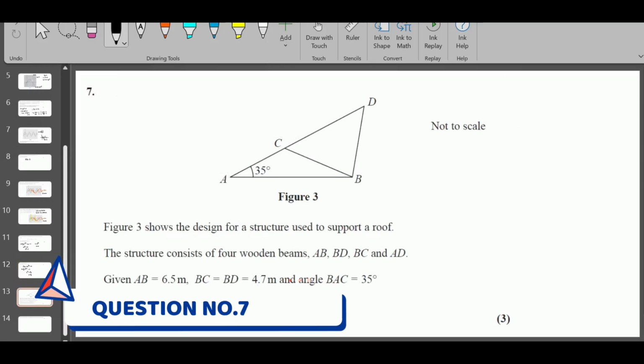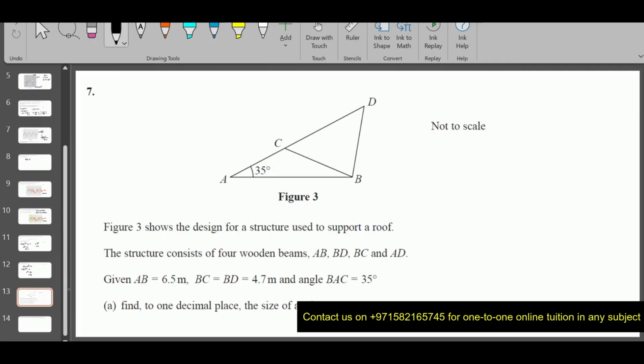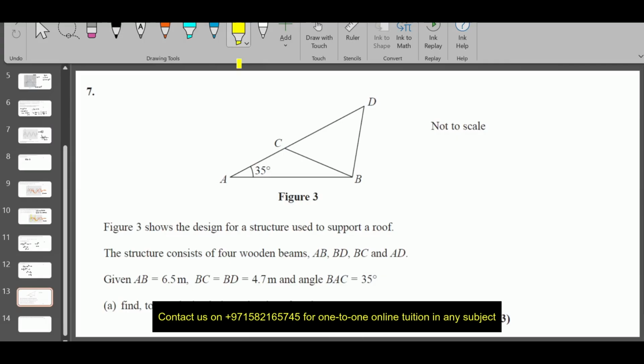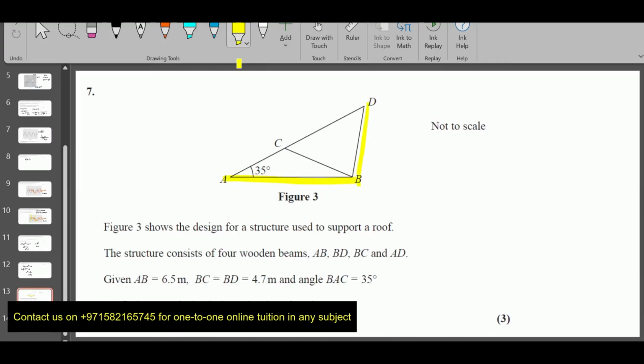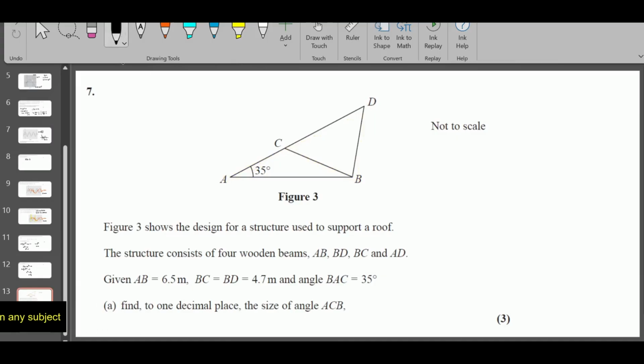Question number 7. Figure 3 shows the design for a structure used to support a roof. The structure consists of 4 wooden beams AB, BD, BC, AD. Now, AB is 6.5. BC and BD are 4.7. This is 4.7, this also 4.7. BAC is 35. Find to one decimal place the size of the angle ACB. They want us to find this angle.